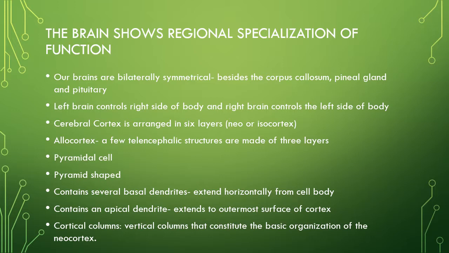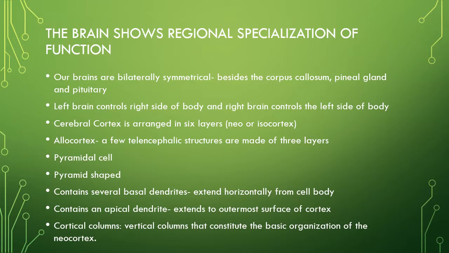Our brains are bilaterally symmetrical. Besides the corpus callosum, pineal gland, and pituitary gland, this is true. This is only because there's only one of each. There isn't two on each side of the brain. So the left brain controls the right side of the body, and the right brain controls the left side of the body.